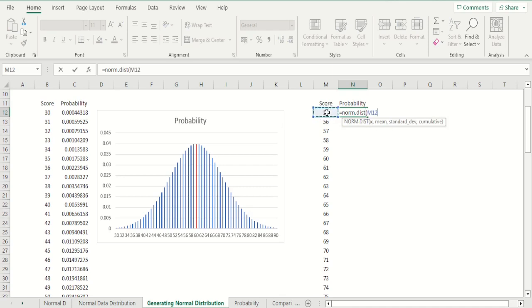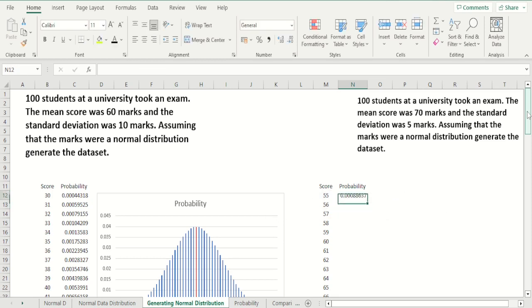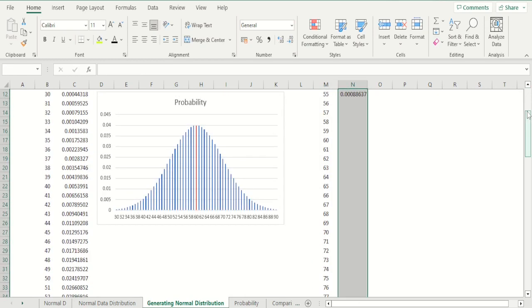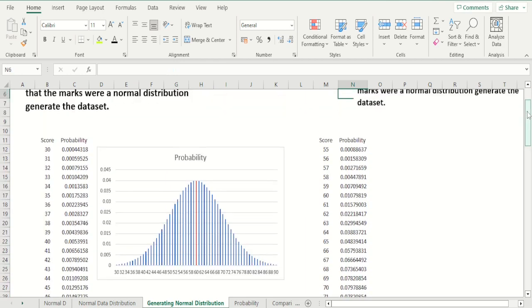The mean in this case that we use, just to remind ourselves, is 70 and the standard deviation is 5. And since we are interested in a probability distribution function, not a cumulative distribution function, we use the option for false. And there we are. It has generated a probability number for us for 55. Let's go ahead and we've gotten all the probability numbers here.